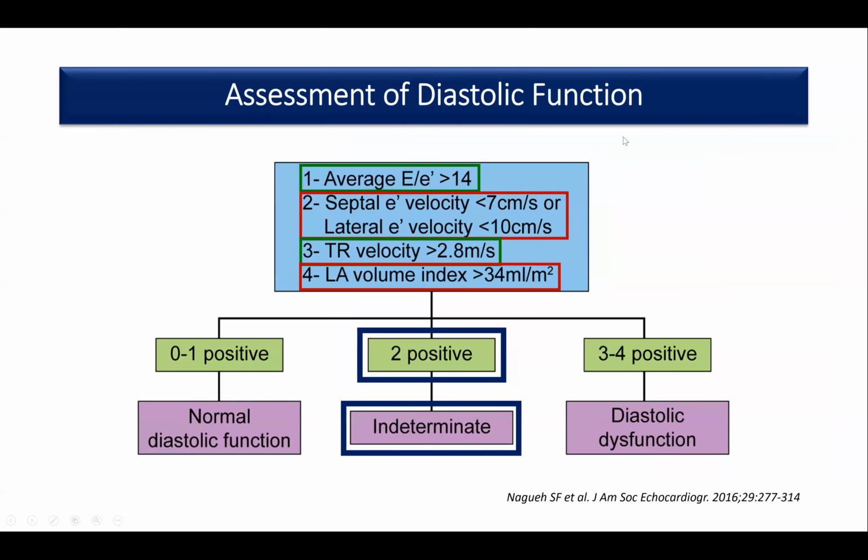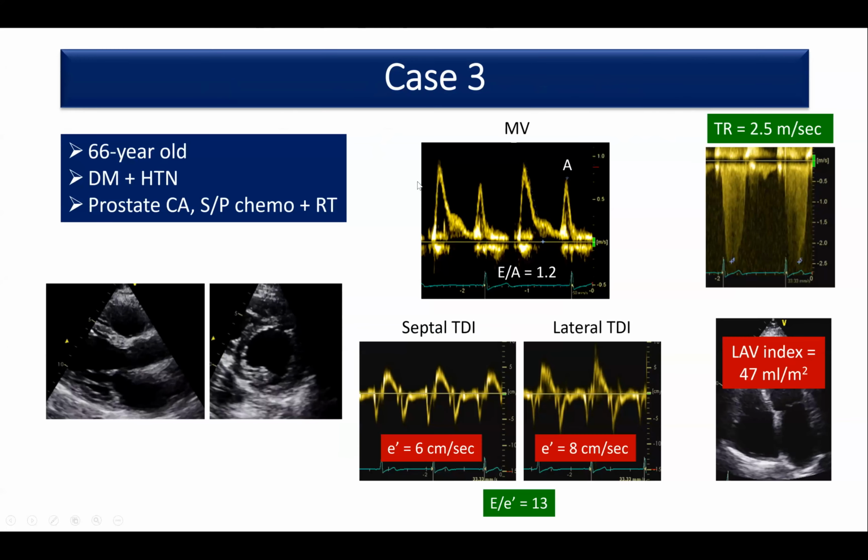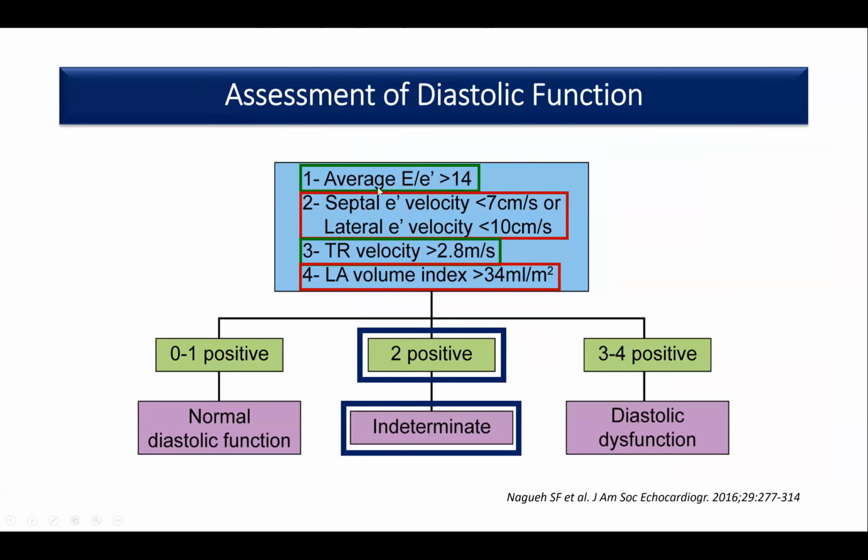Let's look further into this. Let's look at the first algorithm, assessment of diastolic function. This patient's average E/E prime ratio is not 14. The average E/E prime ratio is lower, so it's in green. The septal E prime velocity and lateral E prime velocity, both of them are abnormal, they're in red.